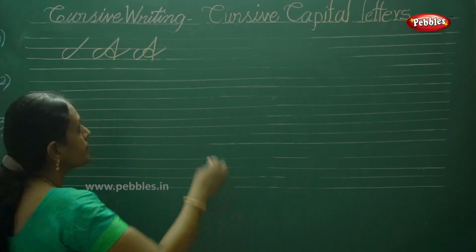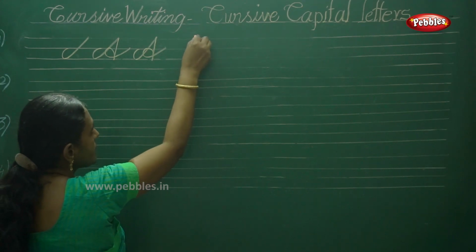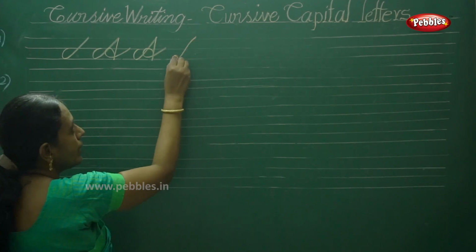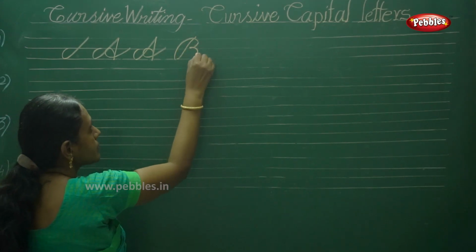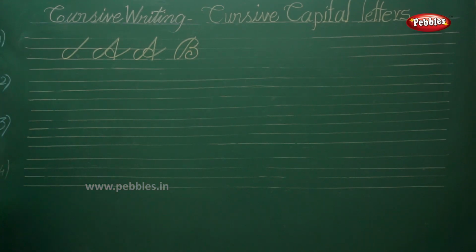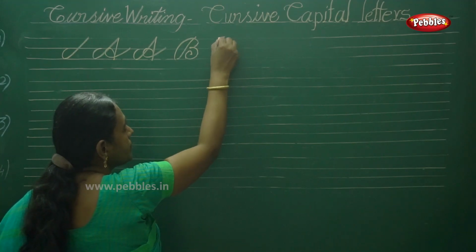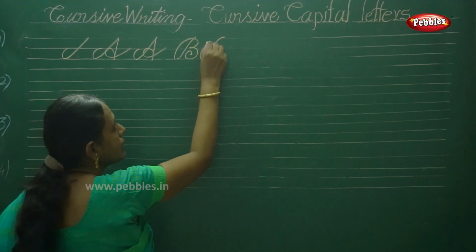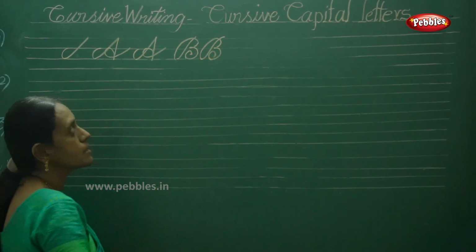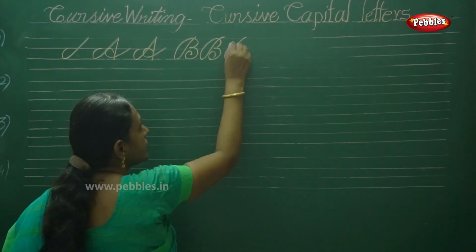Okay, understand? Then B comes. The first starting point is the ascender line, this way, and write it. Cursive B, cursive capital, start from here, 1, 2, that is 2 steps. Okay, B.